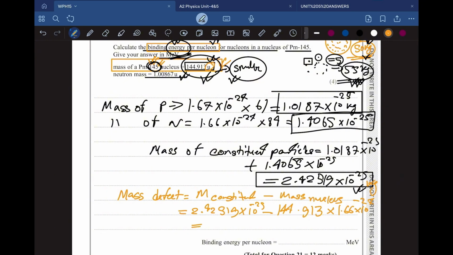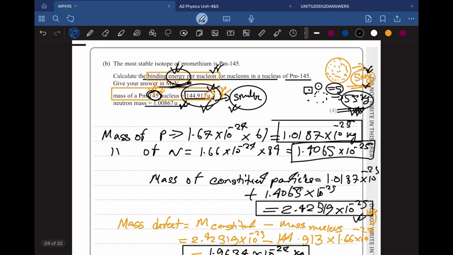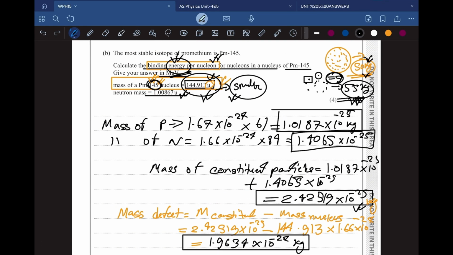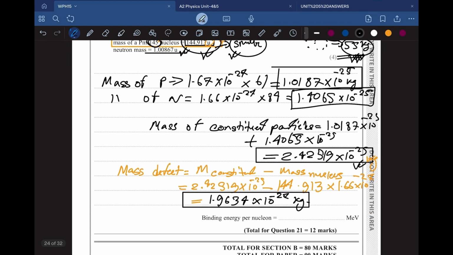So this will give us the value of mass defect, and the mass defect will be equal to 1.9634 × 10^-27 kilograms. So we have got our mass defect. This is the actual mass defect, and in the example which I showed you there, the mass defect was only 5 kilogram. That was the easier way to understand, but this one is the actual mass defect.